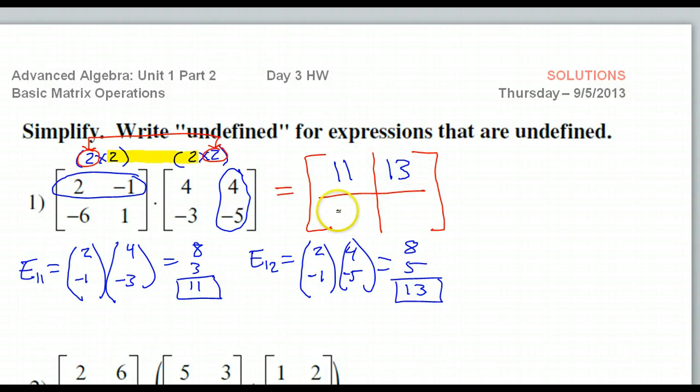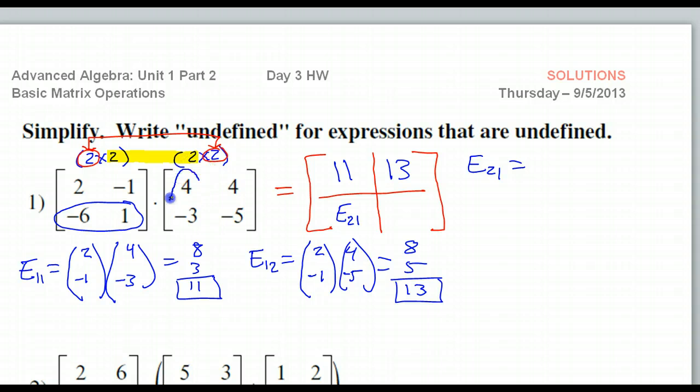It's 13. Now I'm going to find this. This is the second row, first column, so this is element 2, 1. Now if I want to find element 2, 1, I need to do the second row times the first column. I need to change both of these because I'm doing row 2, column 1. So this is row 2 times column 1, and that's going to look like this.